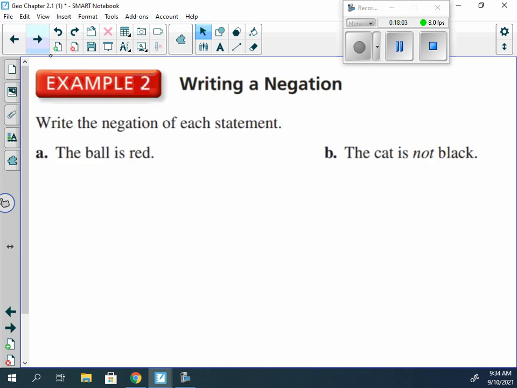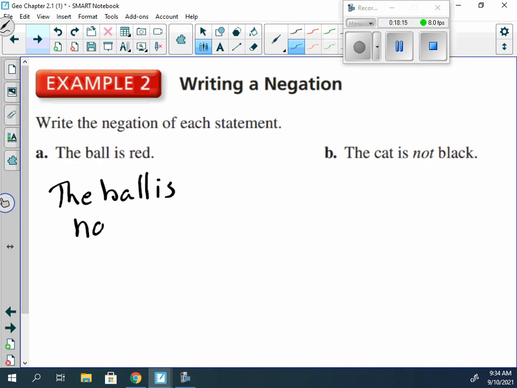Okay. That's it. The ball is not red. Yep.